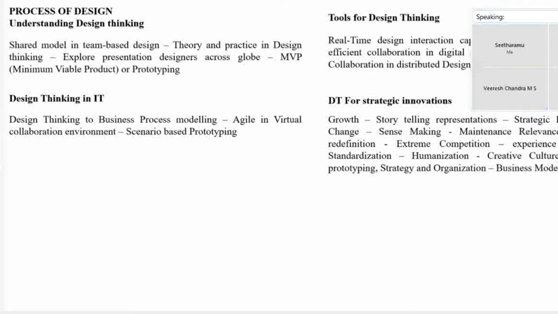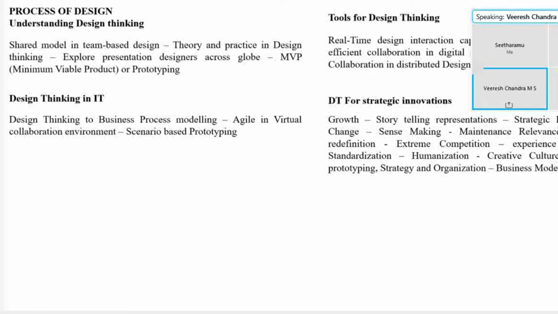Next, extreme competition. We have competition around us. We face competition every day in all things. How exactly does this extreme competition lead to strategic innovations through design thinking? That should be our motive in teaching students. Experience design: how the design is experienced. Standardization: how can we standardize the strategic innovations, let us say, for design thinking. Humanization: as I have told you, design thinking is human-centric. So every point of design thinking or strategic innovation should be touched with human values.